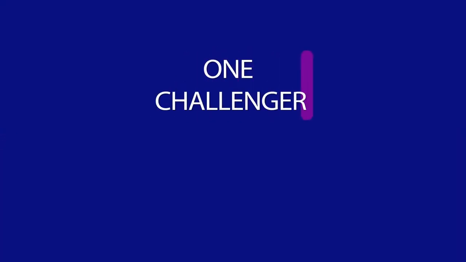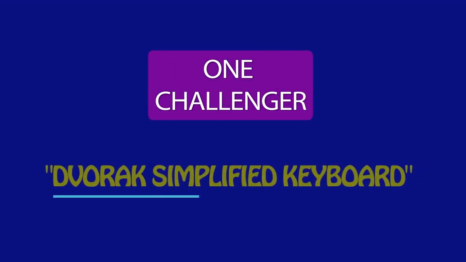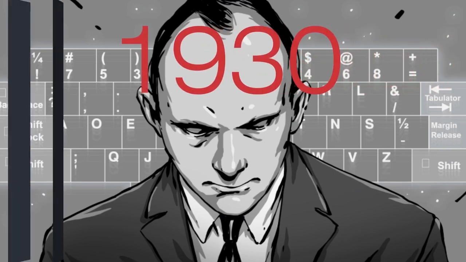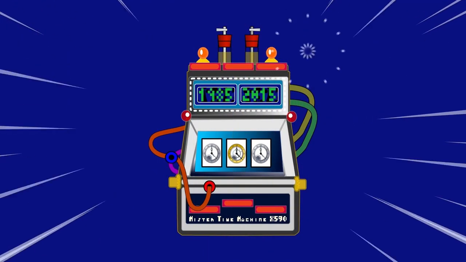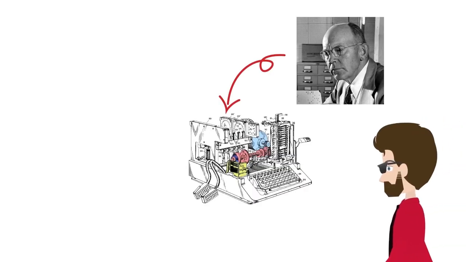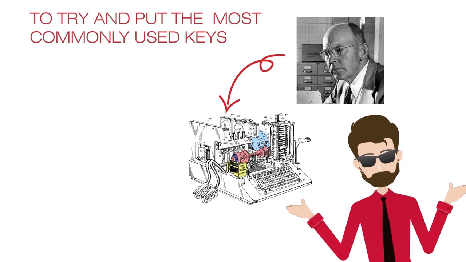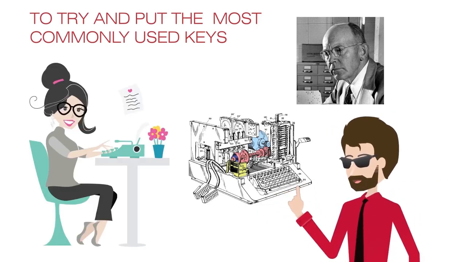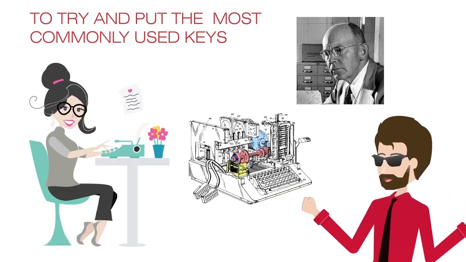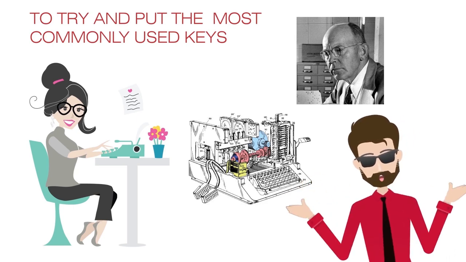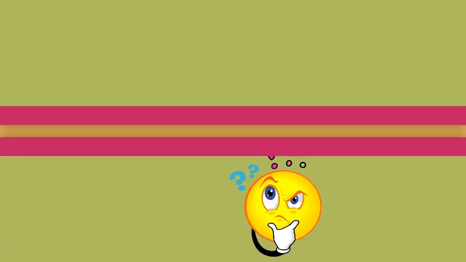The QWERTY layout has only ever had one challenger since. It's called the Dvorak Simplified Keyboard and was invented by Dr. Dvorak in the 1930s. And we once again need our time machine. Dr. Dvorak rearranged the keyboard to try and put the most commonly used keys in spots where our fingers naturally sit when typing. Sounds like a good idea, huh? But people were already used to the QWERTY keyboard. Bad luck for our buddy Dvorak.